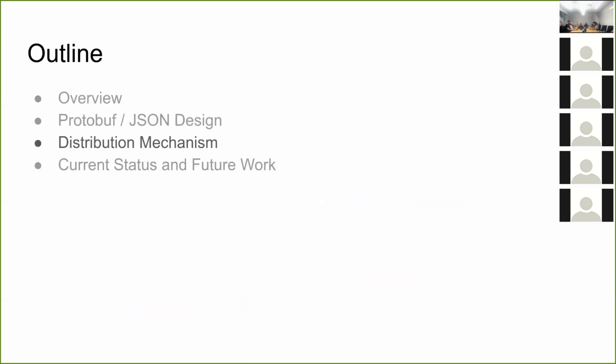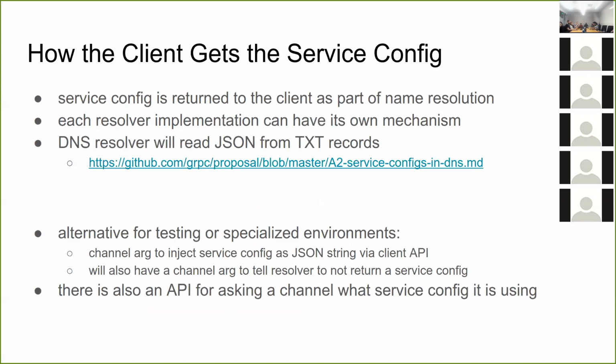All right, so that's the overall structure of the config. Let's talk about how it gets out to the clients. As I mentioned earlier, the service config is returned to clients as part of name resolution. Each resolver can have its own mechanism for doing this. So if you implemented your own resolver, you could use whatever mechanism you wanted. Obviously, the resolver that we ship that most people use is the DNS resolver.